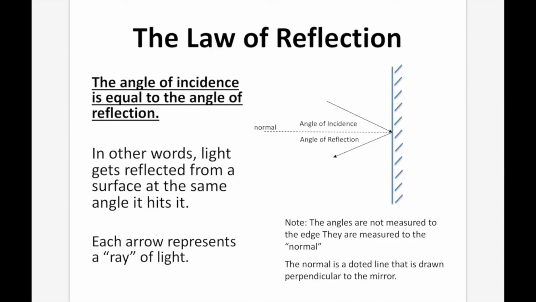The law of reflection. The angle of incidence is equal to the angle of reflection. In other words, light gets reflected from a surface at the same angle it hits it. Each arrow represents a ray of light. So if this angle here is 20 degrees, and we're always going to measure it off what's called the normal, which is the line perpendicular to the reflecting surface, if the angle of incidence is 20 degrees, then the angle of reflection is also 20 degrees.